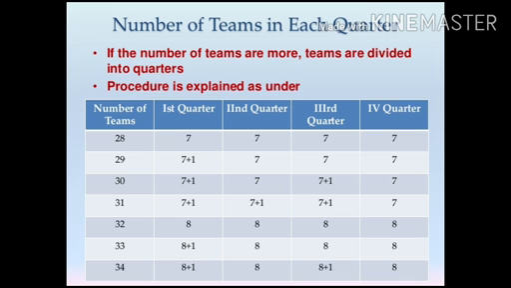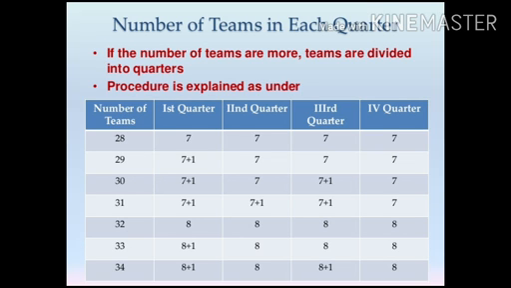If the number of teams is more, we will divide the teams into 4 quarters. First we will divide the teams into 2 halves, then we will subdivide these halves into 2 quarters each, like in the upper half there will be 2 quarters, and in the lower half there will be 2 quarters. For putting the teams equally in 4 quarters, we use the formula: the number of teams divided by 4.